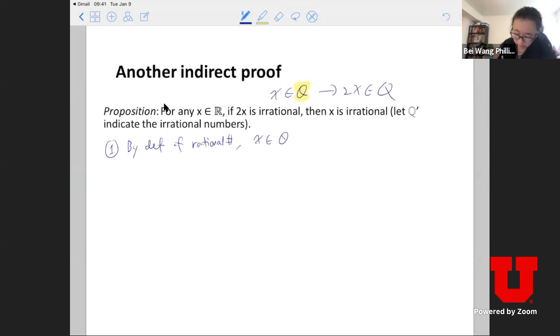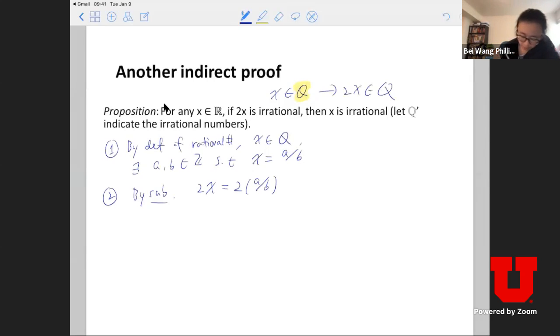If x is a rational number, then there exist two integers, a and b, such that x is a divided by b. This is the definition of being rational. It can be expressed as a division of two integers. Now the second step is, of course, substitution. I look at the expression in my conclusion, which is 2x. By substitution, 2x is 2 times a divided by b.